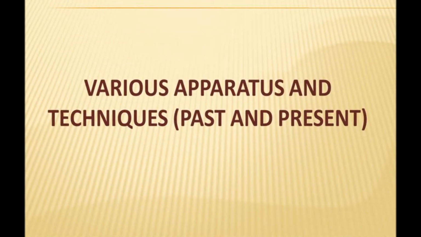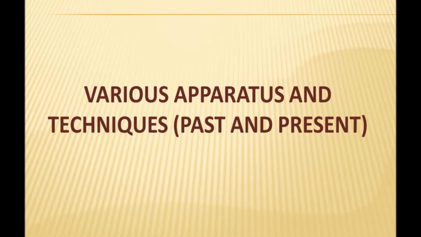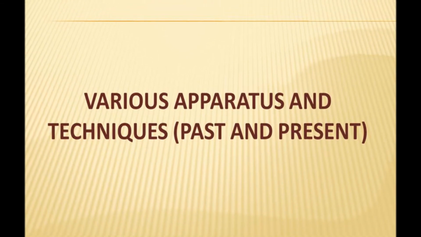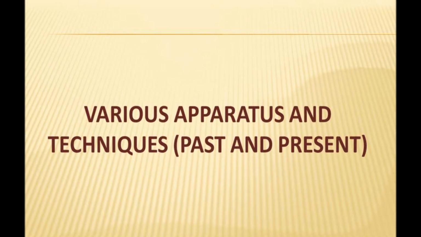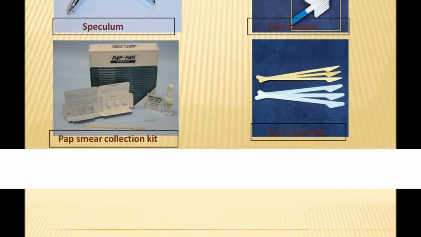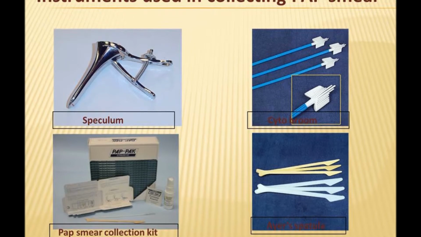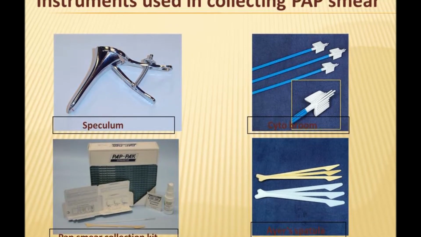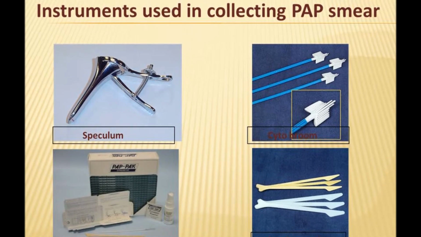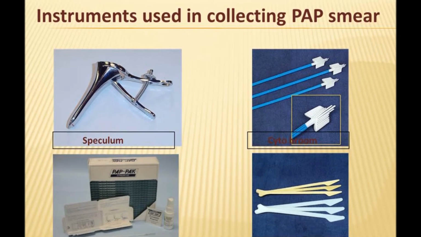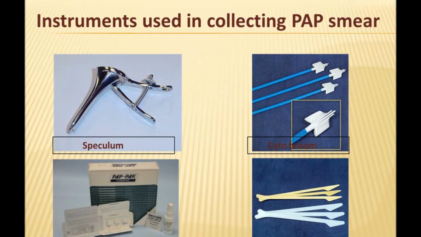Now we're going to be talking about the various apparatus and techniques used in cytology and cytopathology in the past and also in the present. We're going to be using the pap smear as an example. Some of the instruments used in collecting pap smears are the speculum, cytobroom, Ayer spatula, and also pap smear collection kits.